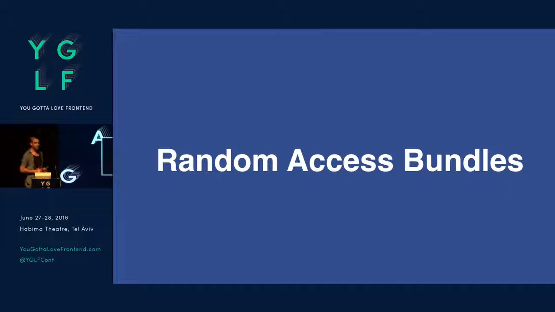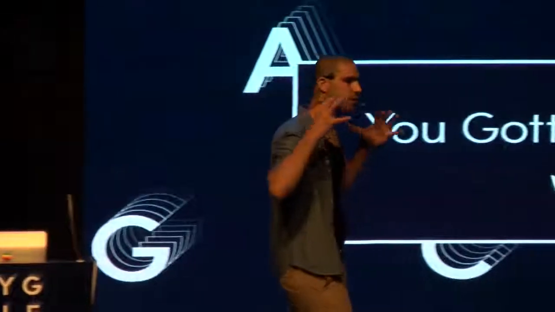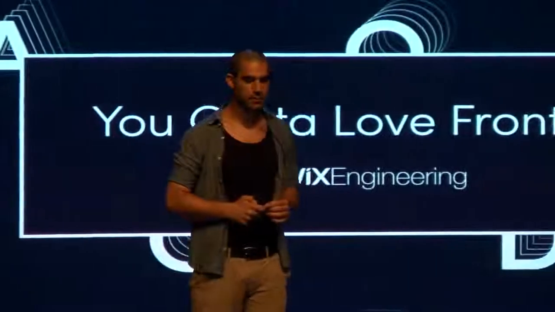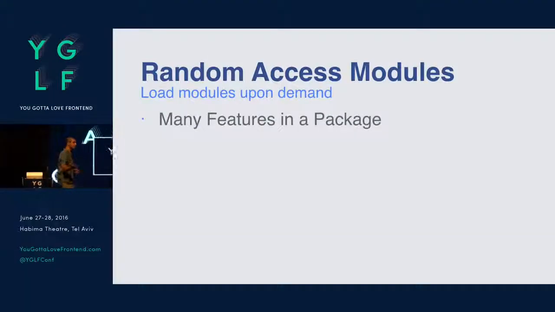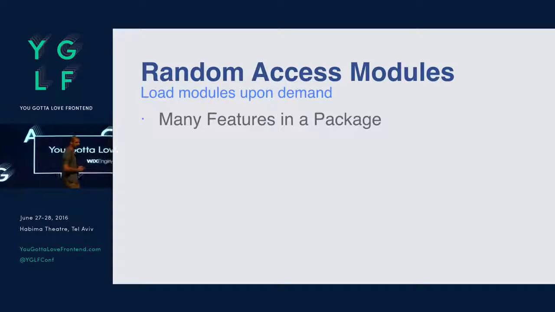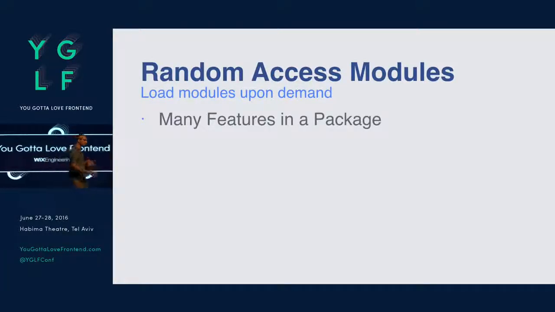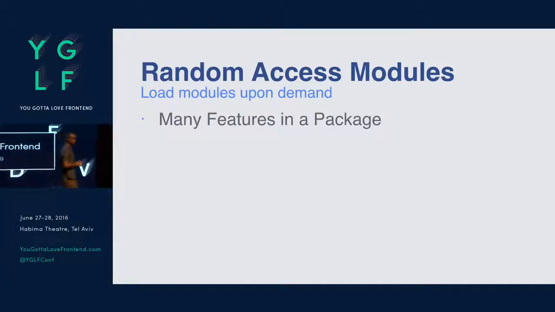Last thing I want to talk about is random access bundles or random access modules, which sounds like a really big name, but it's actually a pretty simple concept of loading modules upon demand. So let me walk you through it. Your React Native package or bundle or source code contains many features. For instance, let's say you want to use a date picker in your app, right? So we need to include the date picker code inside of the JavaScript source code.